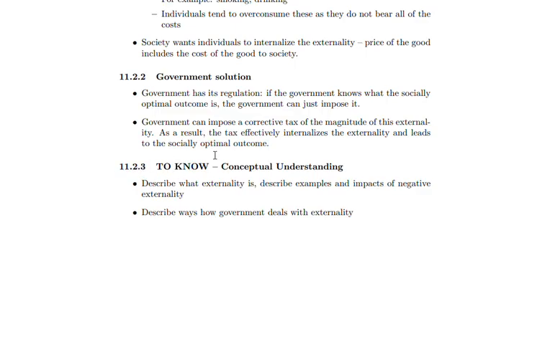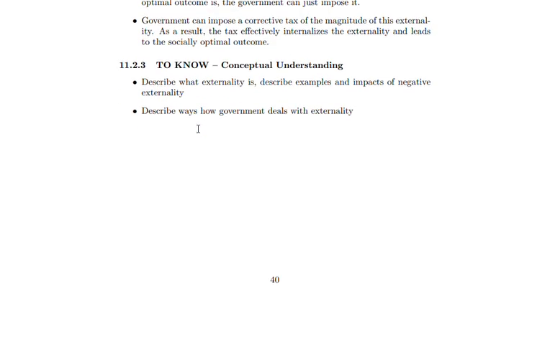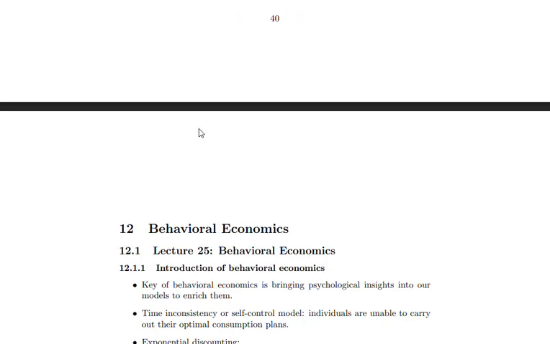What you need to know is the conceptual understanding. Describe what an externality is, describe examples and impacts of negative externality. Describe ways in which government deals with externality.